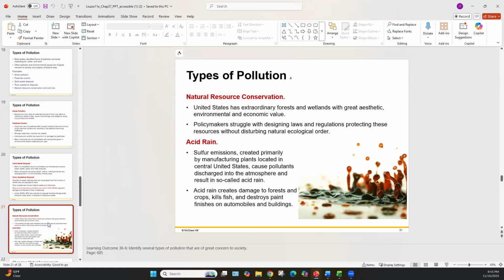Acid rain creates damage to forests and crops, kills fish, and destroys paint and finishes on automobiles and buildings. What's scary about acid rain is that it gets into the jet stream, into the storm. Of course, the clouds move 100 miles away, drop rain, and that acid rain from that plant is now affecting people hundreds of miles away. Right, that can be a serious issue.